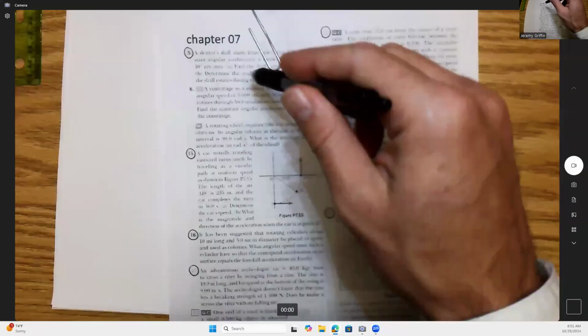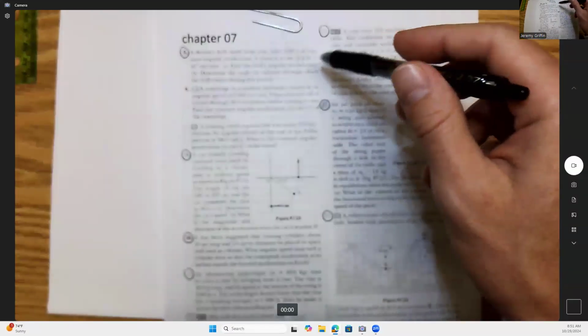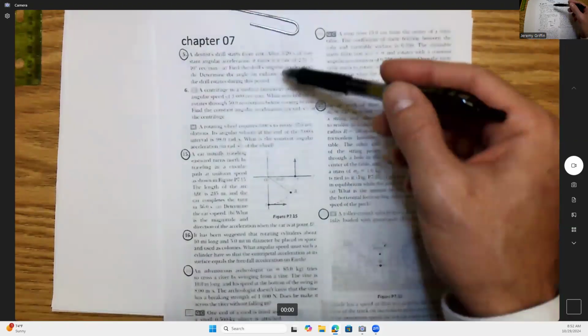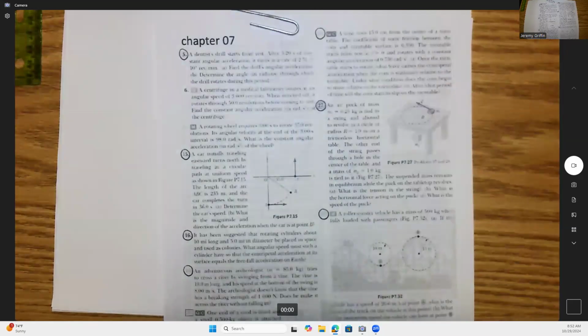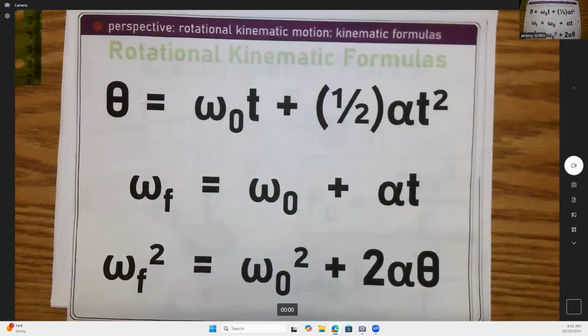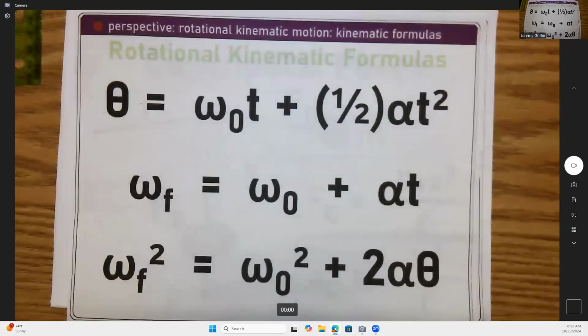Let's check them out. The first one, number 5: a dentist drill starts from rest. After so much time, it's going so many revolutions per minute, and then they ask a bunch of questions about it. That really, to me, sounds kinematic. Do you guys think that sounds kinematic? And do you also think you probably want to convert from revolutions per minute to radians per second? That would make sense too, right?